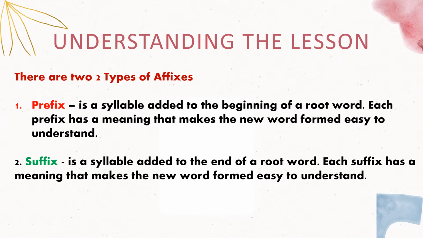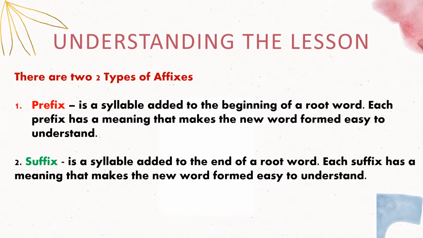There are two types of affixes. The first one is the prefix. Prefix is a syllable added to the beginning of a root word, and each prefix has a meaning that makes the new word formed easy to understand. Just like what we did, we added un at the beginning of the root word comfort. Un is an example of a prefix.